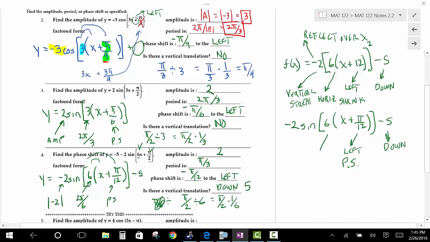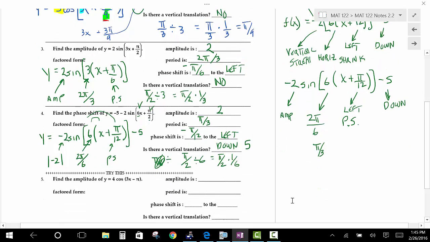This really is a horizontal shrink, but we just define it by the period. The period changes. So it's pi over 3. This is still the same thing, although that's an amplitude, but an amplitude vertically stretches things. So it's nice to make that connection then.